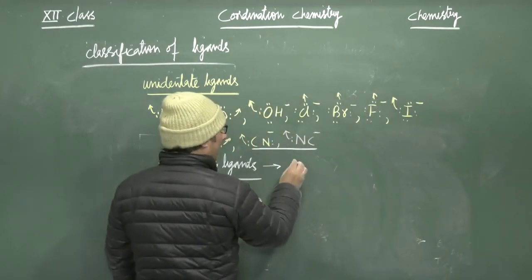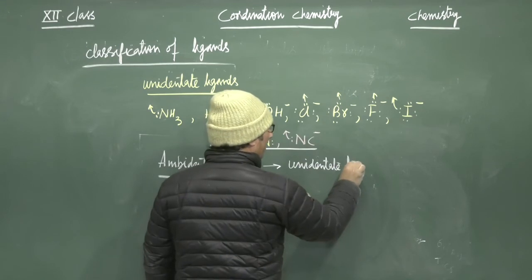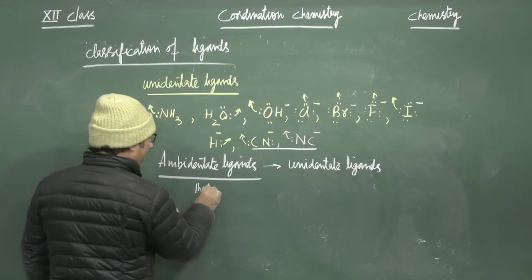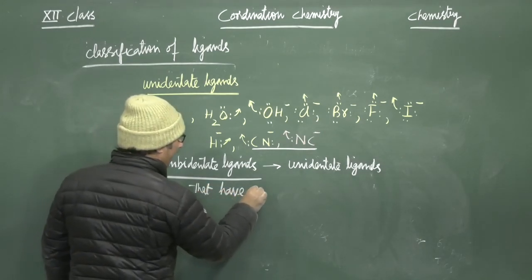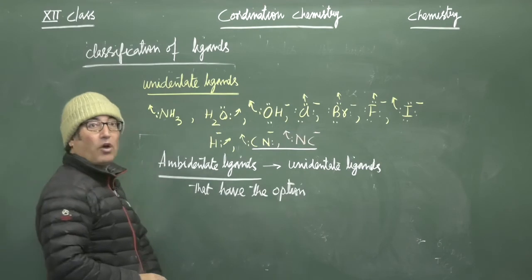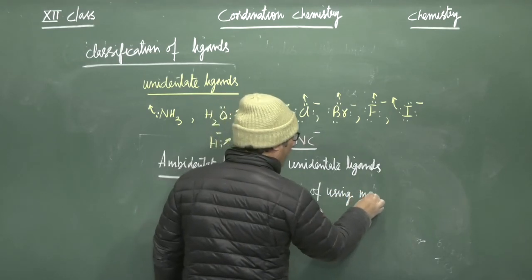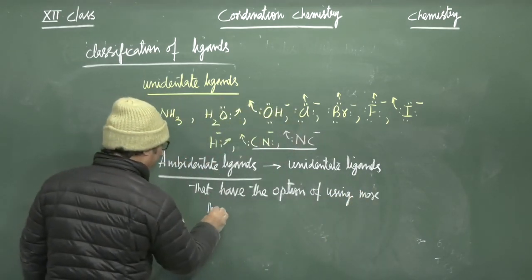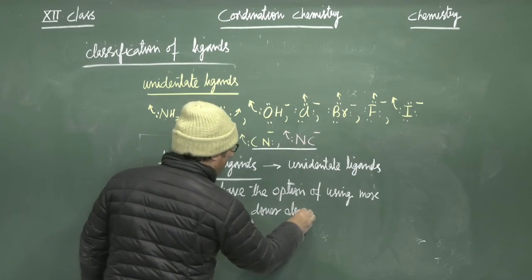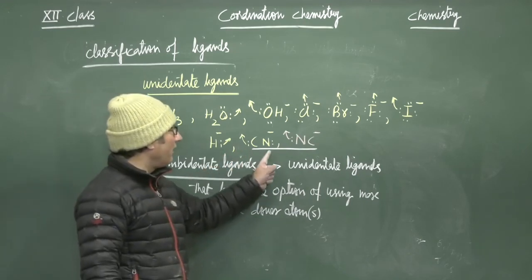The unidentate ligands that have the option of using more than one donor atom, but one at a time. Example, cyanide, isocyanide.